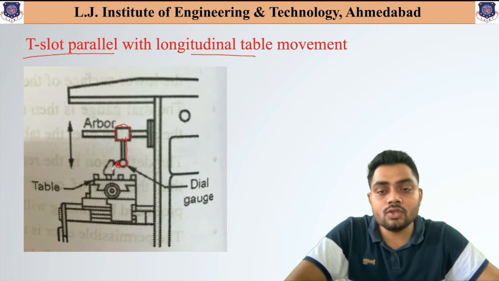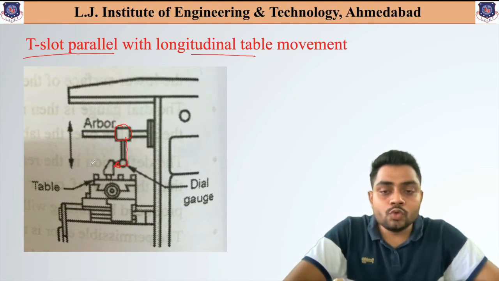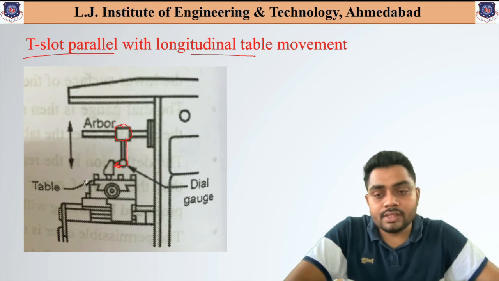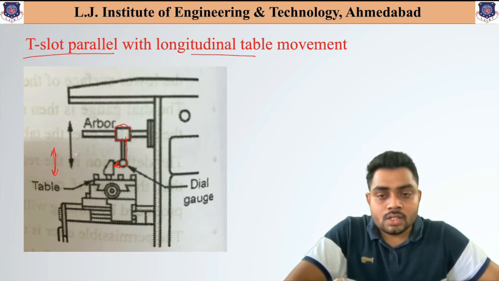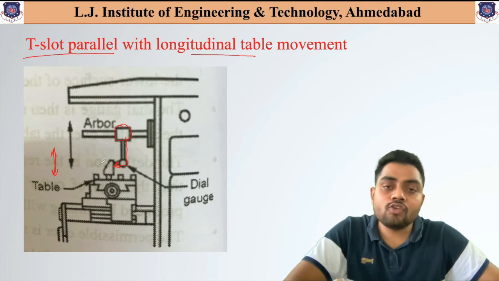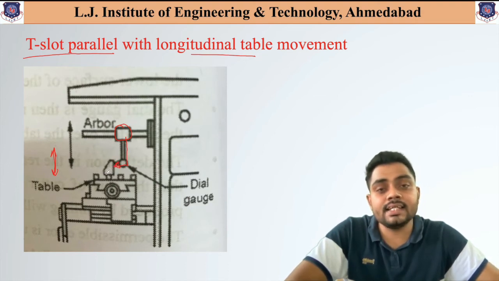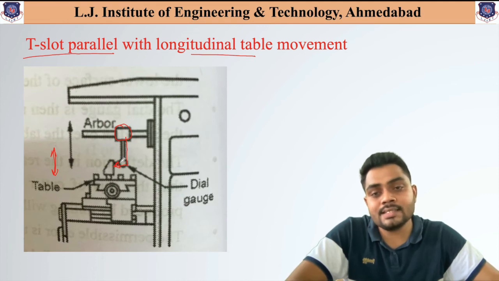So now, after attaching this dial indicator with the component fixed, we will move the table. We will first move the table in the length direction. As the table is moving in forward and backward direction, this dial indicator is directly in contact with the workpiece that is attached.